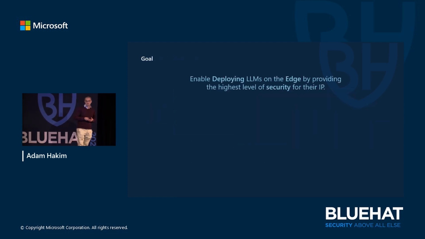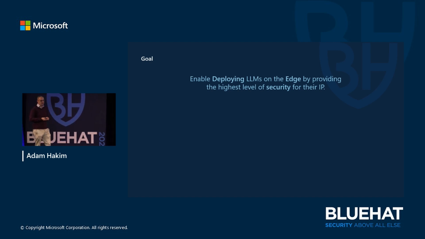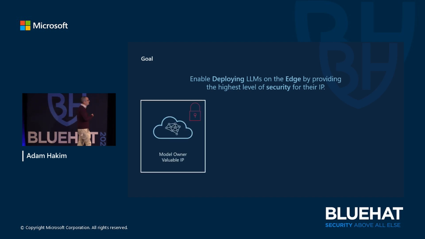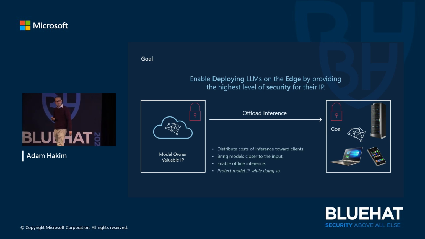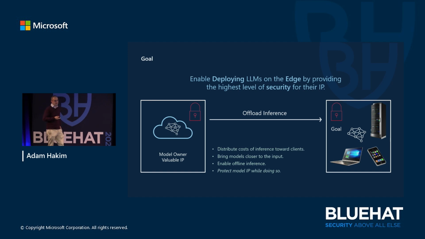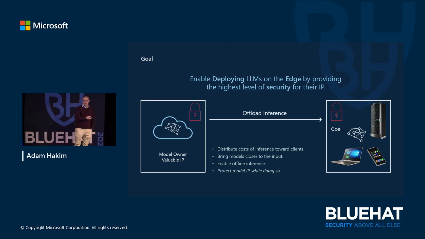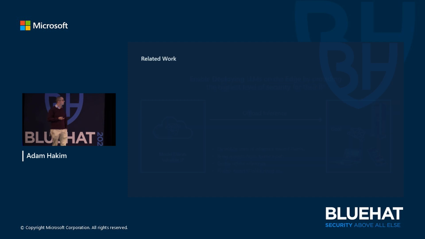So our goal is to enable deploying LLMs, expensive LLMs that cost a lot of money to create, on the edge by providing the highest level of security for their IP. So we want to enable a model owner that has valuable IP to offload inference to any personal device, and by doing so, distribute cost of inference towards clients, bring models closer to the inputs to gain also privacy and to enable offline inference. And of course, protect model IP while doing so.